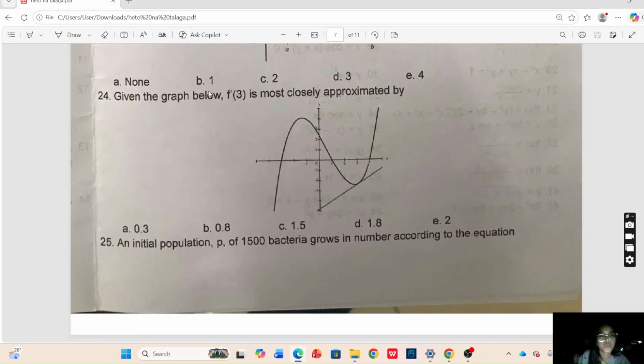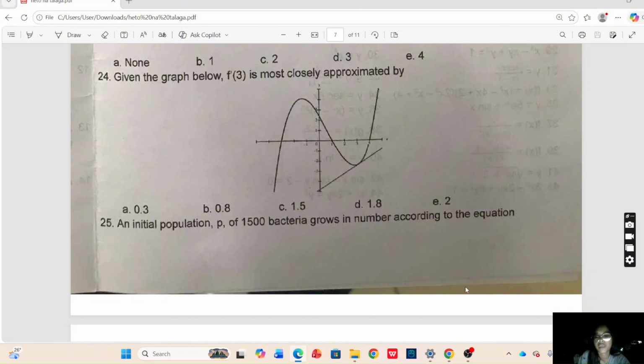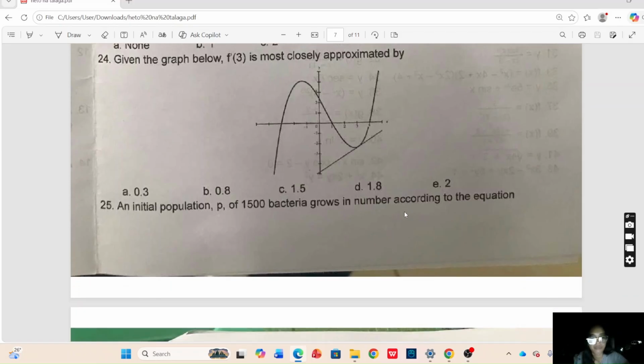So let's go down to number 24. We estimate the value of the derivative from the graph at a particular point. The derivative corresponds to the slope of the tangent line. By estimating the steepness of the tangent line shown in the graph, we determine the closest numerical value. Therefore, the correct answer is the approximation nearest to the observed slope.